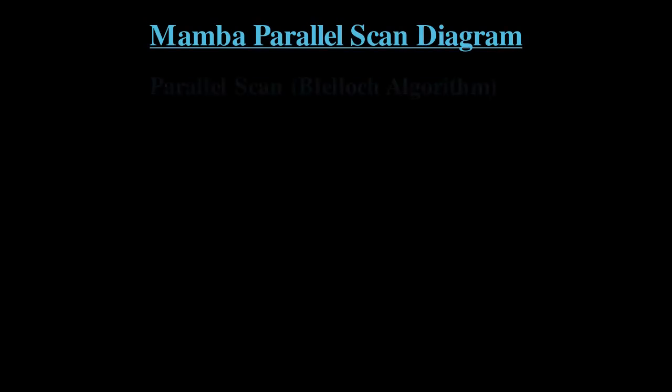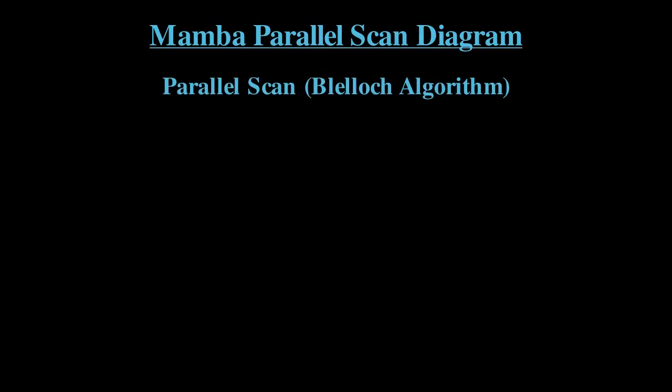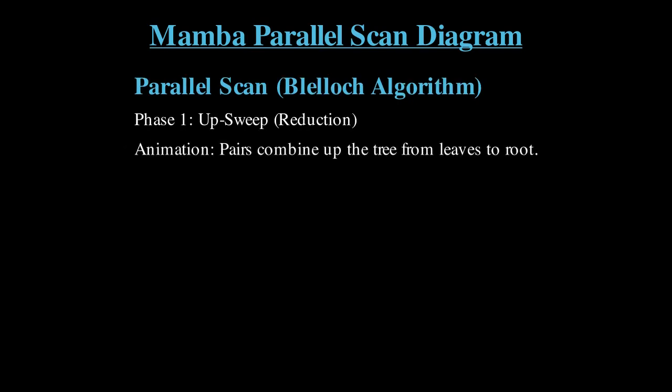Let's visualize how this parallel scan works on a sequence of 8 elements. Imagine the input pairs A, B for each time step lined up at the bottom as leaves of a binary tree. The algorithm has two phases. First is the upsweep or reduction phase. At each level of the tree, we combine adjacent pairs using our associative operator. We work our way up from the leaves to the root, calculating partial products.